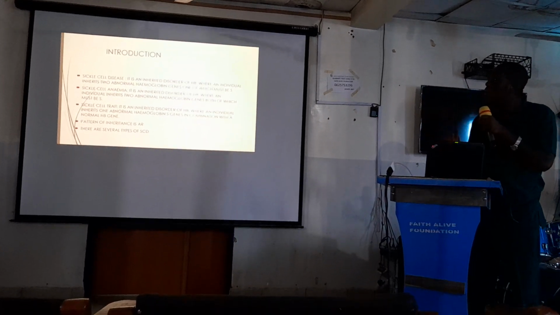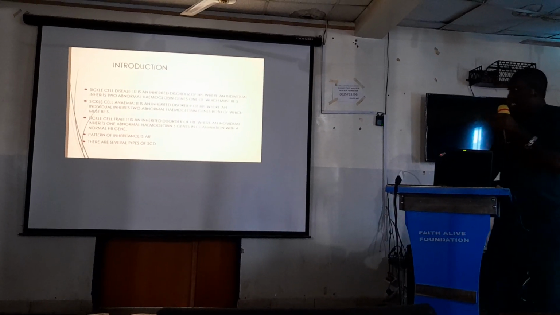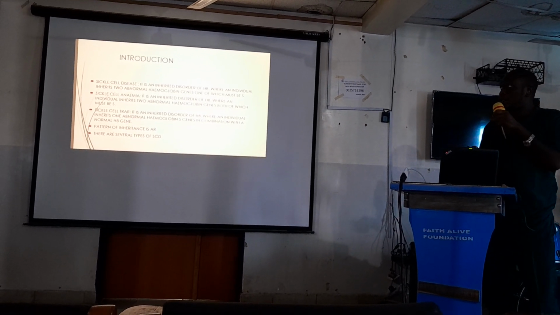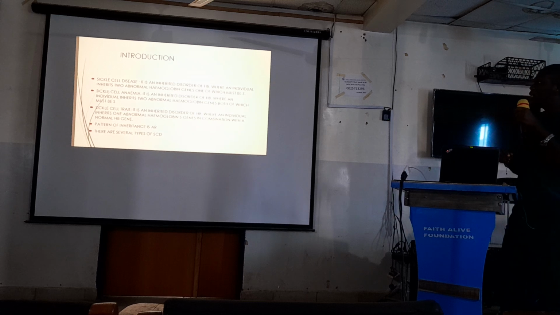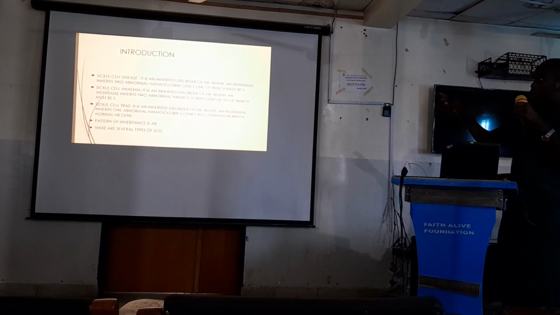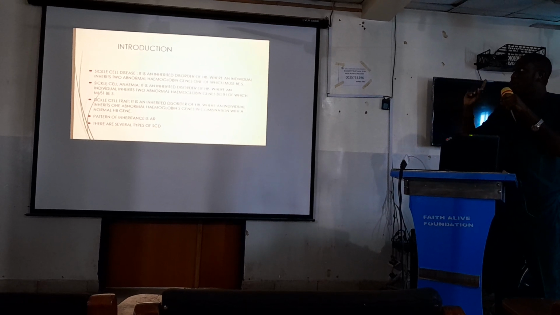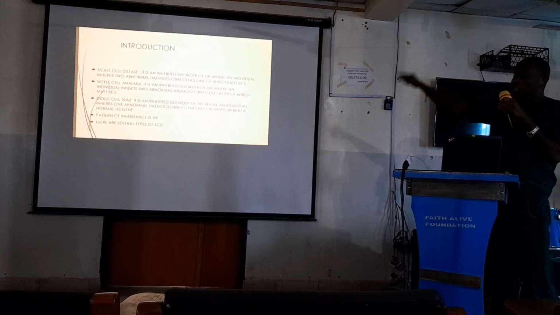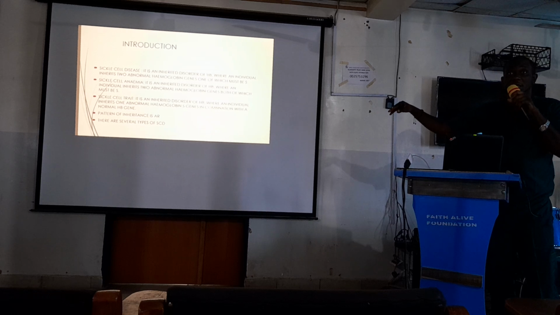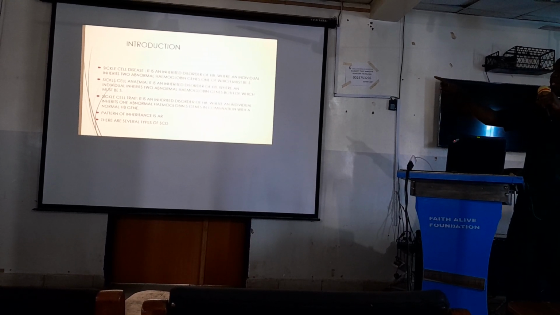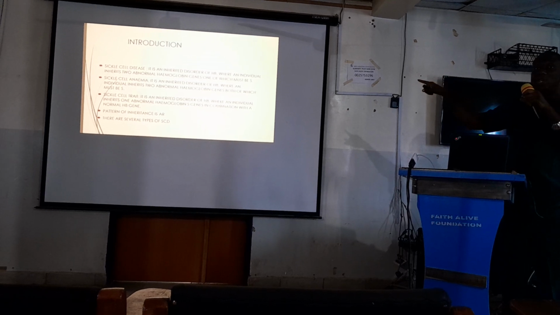Basically the definitions. Sickle cell disease is different from sickle cell anemia. We all know that, so I'm making some assumptions here. It's an inherited disorder of hemoglobin where individuals inherit two abnormal hemoglobin genes. If you see the definitions, they're almost the same thing, but I'm highlighting the difference. Two abnormal hemoglobin genes, one of which must be S.